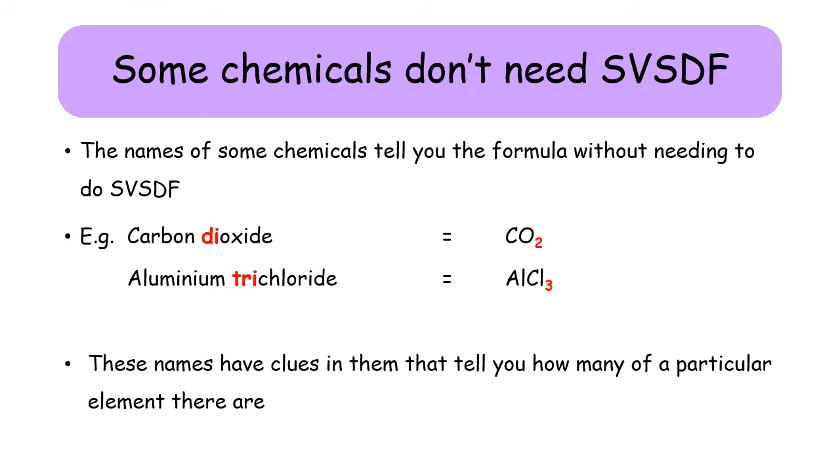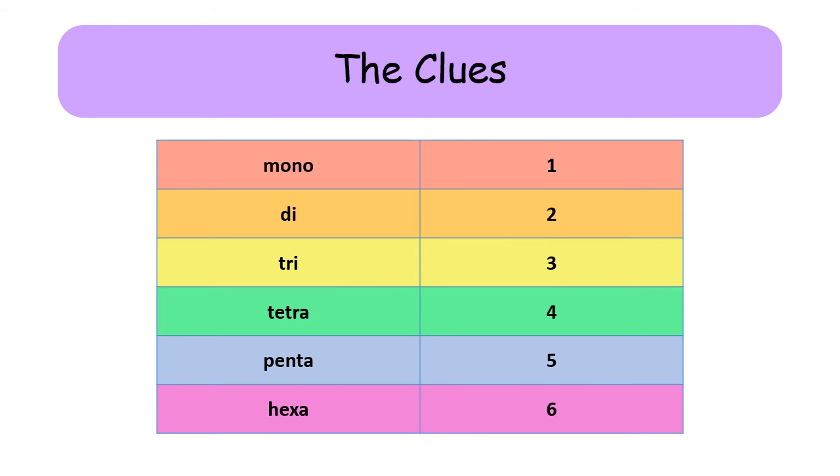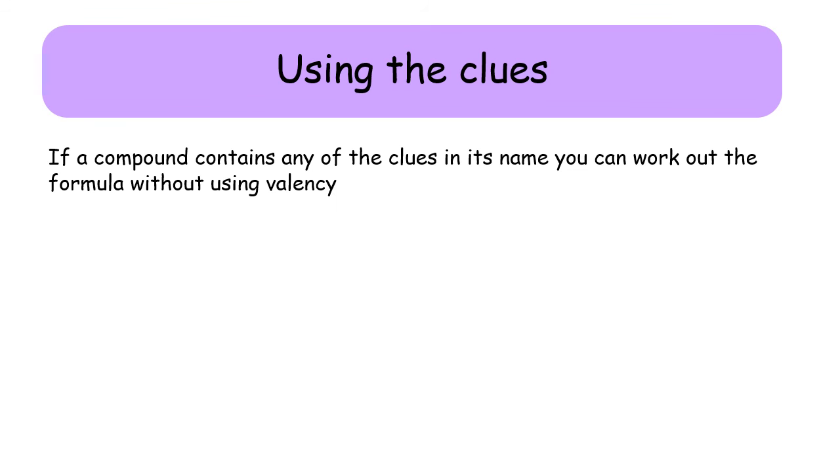Now these names have those clue words, the bits that I have highlighted in red, that tell you how many there are of a particular element. Now the clues that you need to remember are all the way from 1 up to 6. Now mono means 1. However, say if there's a clue word for one element and the other one doesn't have a clue, not having a clue would also mean 1. Di means 2, tri means 3, tetra means 4, penta means 5, hexa means 6.